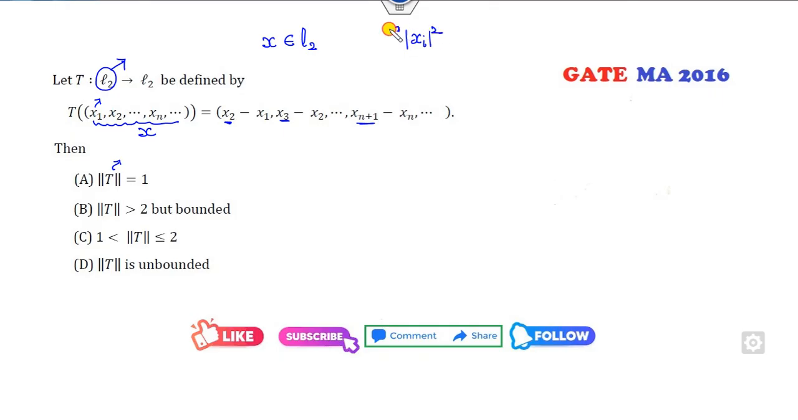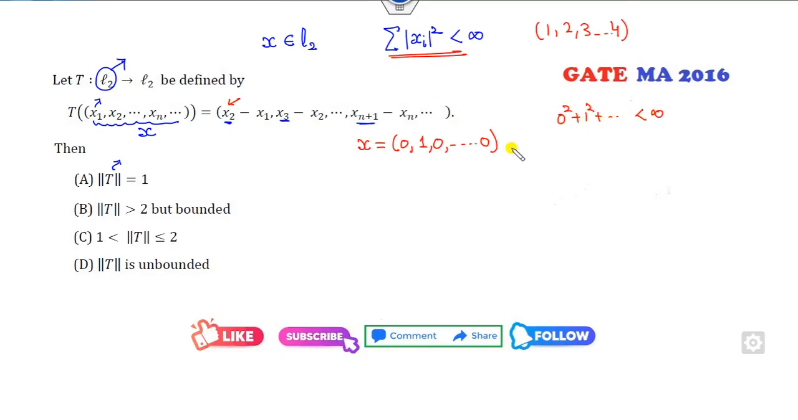The summation of xi square should be finite, fine. You may choose like 1, 2, 3, and here the last number is say 4. So clearly the sum of squares of this is finite. But look at that, my first number is x2. If I choose this as 0, 1, 0, and rest all numbers are 0, you can clearly say 0 square plus 1 square plus 0 square is finite. So this belongs to L2. If this belongs to L2, what is T of x? T of x will be x2, that is 1. 1 minus 0, 1.